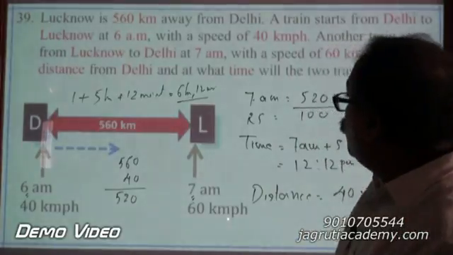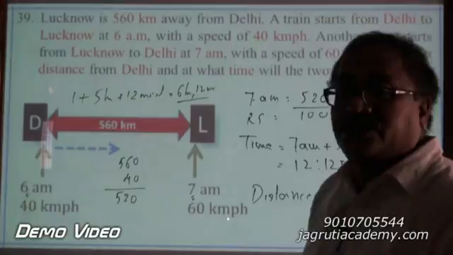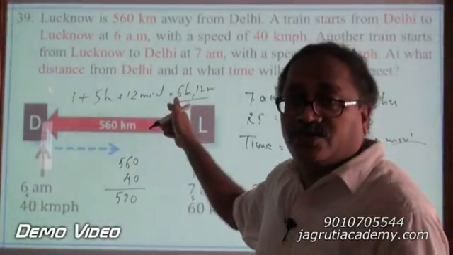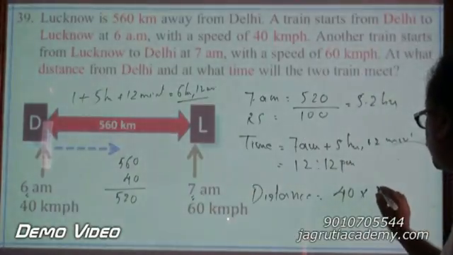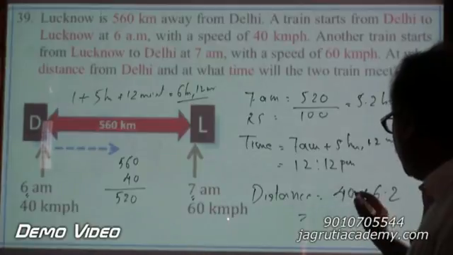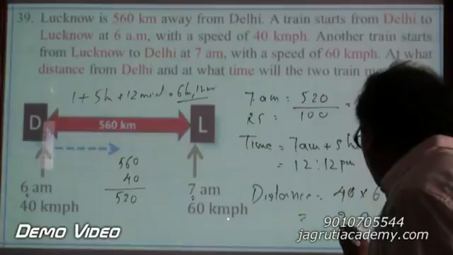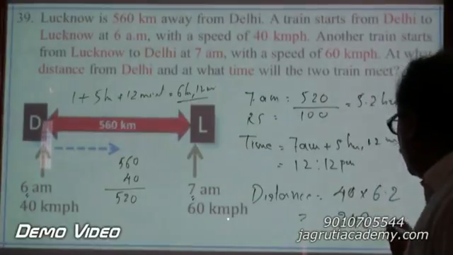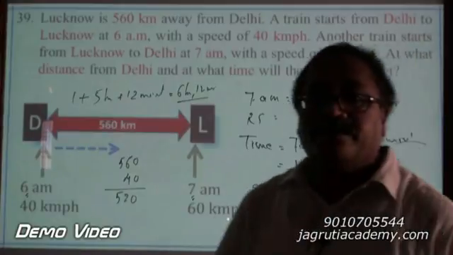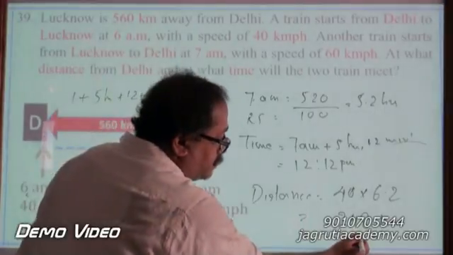Now I can convert this 6 hours 12 minutes again in terms of hours, and it will be 6.2 hours. So just multiply by 6.2 hours. The 0 will be eliminated. 4 into 2 is 8, and 4 sixes are 24. So 248 kilometers away from Delhi, these two trains will meet. This is the second part of the answer.